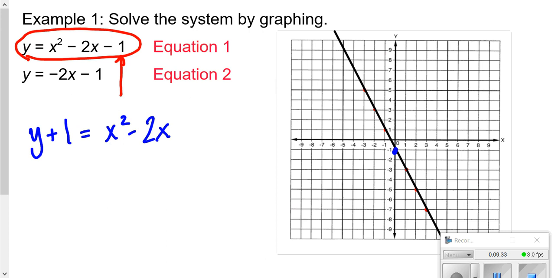So I just move the 1 over, and now I'm going to do completing the square. So half of negative 2 is negative 1. Negative 1 squared is 1. So I'm adding 1 to both sides.